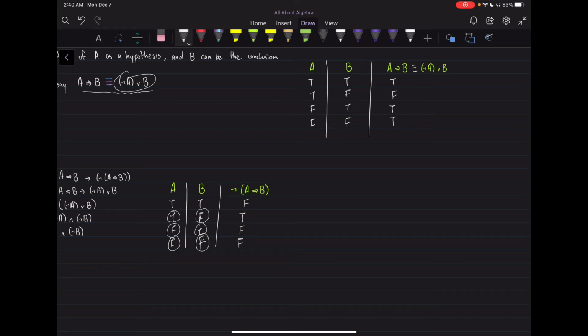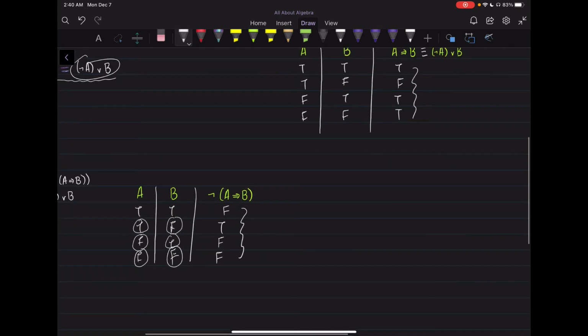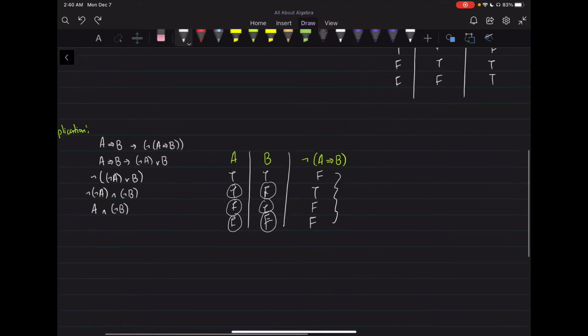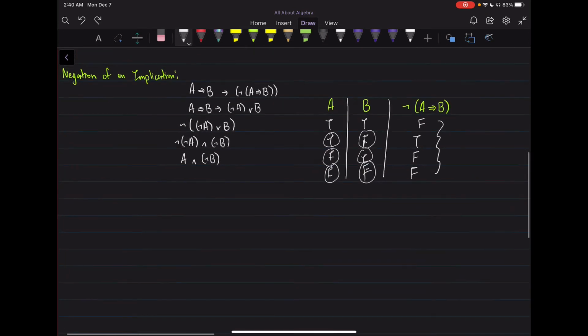And if you look at it, these definitely are opposite values. So here is true, false, true, true. Here it's false, true, false, false. So there, it's definitely a negation of just these values right here. Okay, so that's the negation of an implication statement.